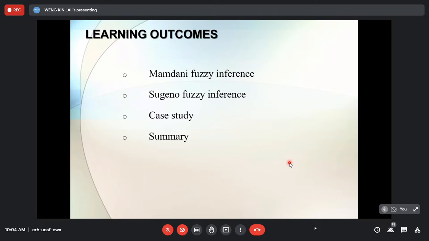And then we will spend some time to look at your Sugeno type of fuzzy inference systems. What's the difference? What are the issues that the Sugeno fuzzy inference system addresses that the Mamdani has failed to provide? So also we do a comparison between your Mamdani and your Sugeno fuzzy inference system. We look at two case studies whereby we see how these two examples have been built using this fuzzy expert system. And at the end, we will summarize what we have talked about in the lecture itself.